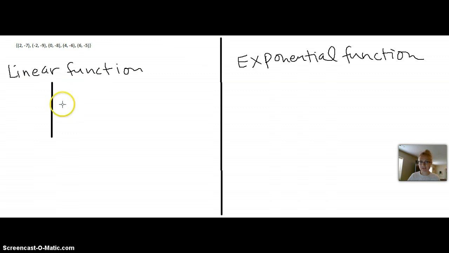Whoops, I need to draw that line again. Okay, now we have our graph set up. But do you see this word here? The word line in linear function. And that means that the picture is always going to be a line. It might be straight up and down, it might be sideways, it might be on an angle. But the points for a linear function will always be in a line.